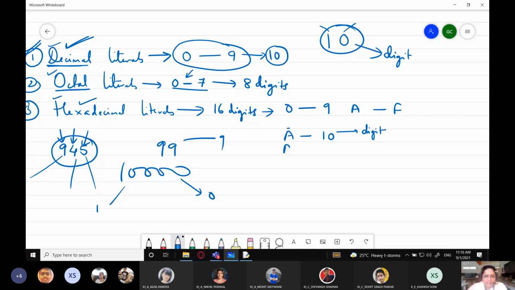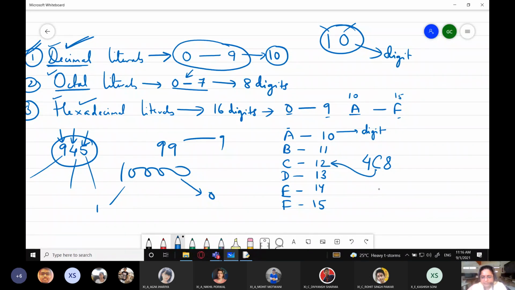Okay, likewise B is for 11. Sorry, E is 14, F is 15. So you have 10 to 15. So 0 to 9 and A to F. And how do you write hexadecimal numbers? I write like this: 4, C, 8. So here C is what? The digit 12.